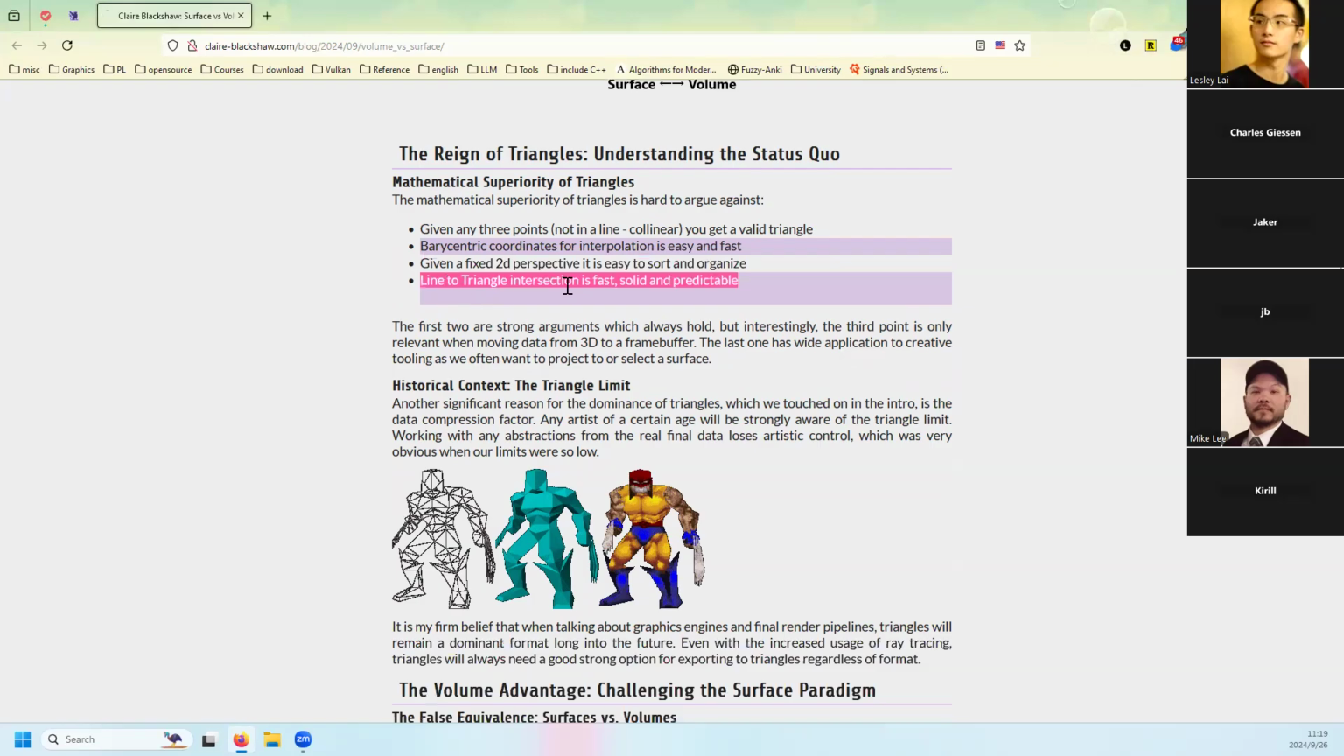Line to triangle intersection is fast. But intersection for a lot of surfaces are fast though. So yeah, it is qualitative. That's not really a function of the mathematics behind it.